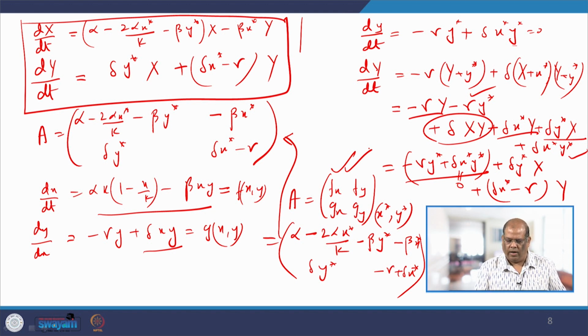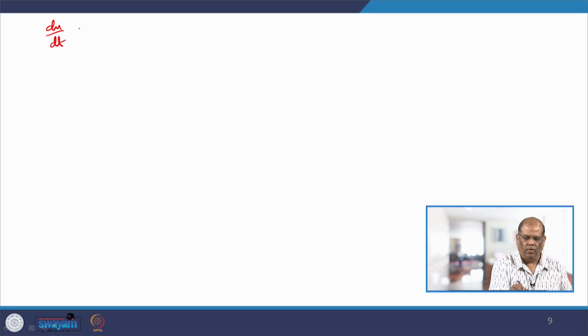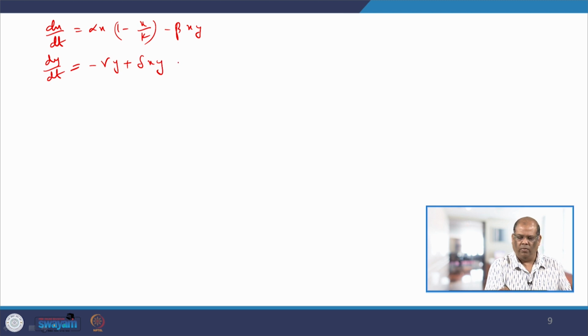So, you have now calculated the matrix A. We now have to look into the stability of the system, and for that you need to find the equilibrium solution. To find the equilibrium solution, you have to put dx/dt equal to 0, which is alpha x (1 minus x by k) minus beta xy, and dy/dt equal to minus gamma y plus delta xy.